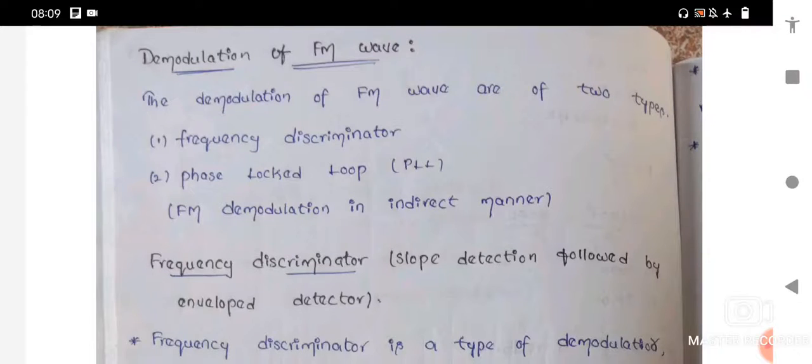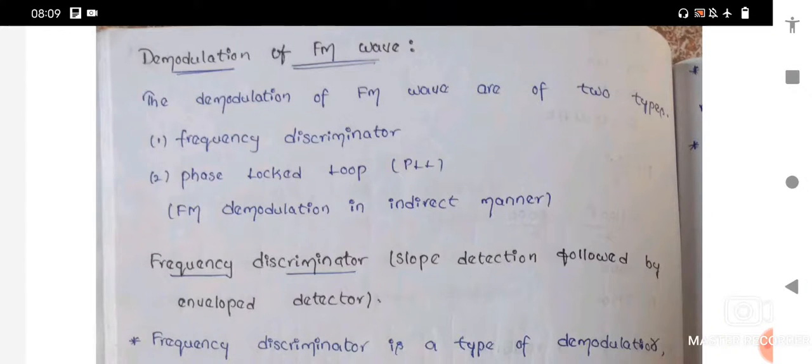This session we will learn one important concept, that is the demodulation of FM waves. Before we discuss this, we already know what the process of demodulation is. Demodulation is nothing but the reverse process of modulation. To get back the original message signal, that is the concept of demodulation. By using the demodulation concept, we have to get the original message signal of FM waves.